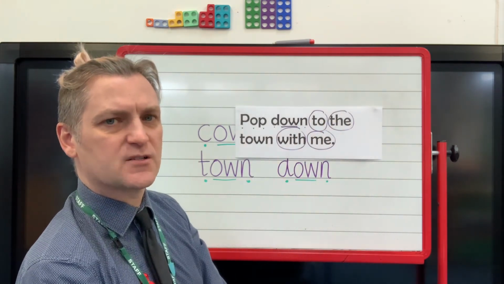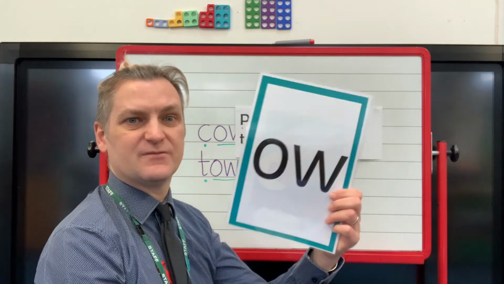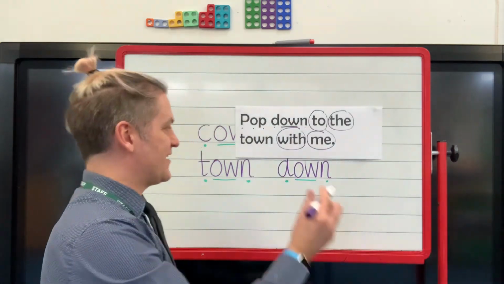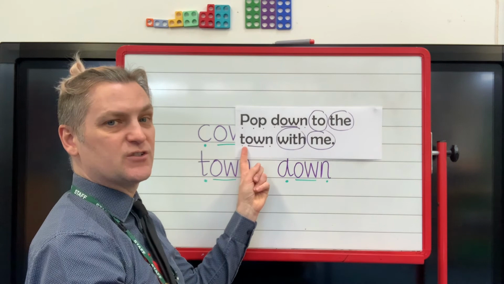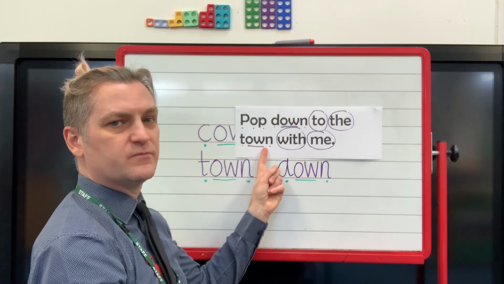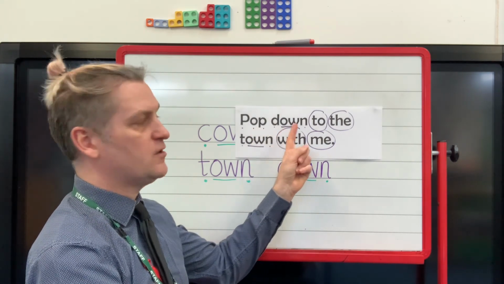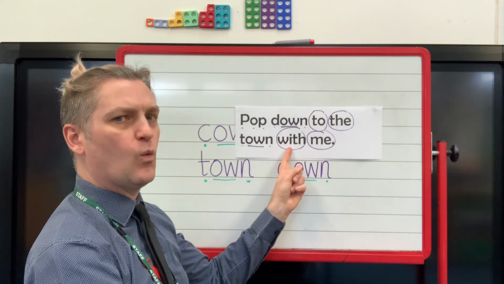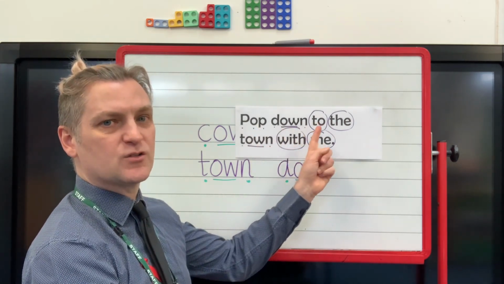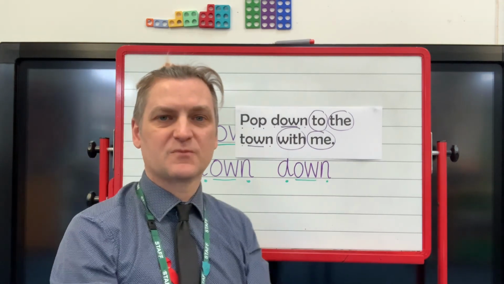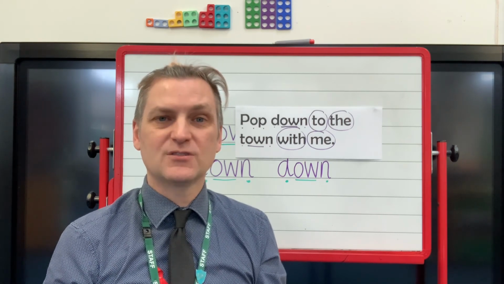Can you see a digraph in that word? It's in the middle. Can you remember what it is? It's the ow. It's hiding in the middle again. Okay, let's look at that. So we've got t-own, town. Pop down to the town with me. Let's read it one more time. Pop down to the town with me. So you might go into town with your friend, or you might go into town with your grown-up as well. Pop down to the town with me.